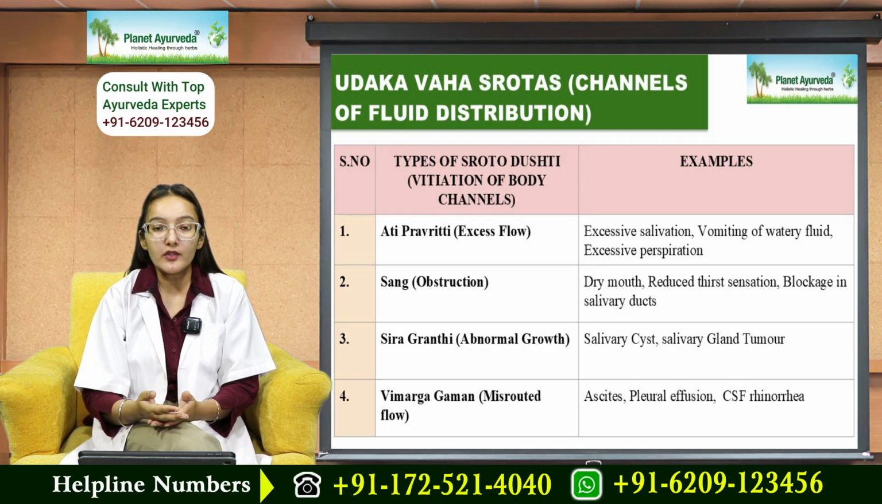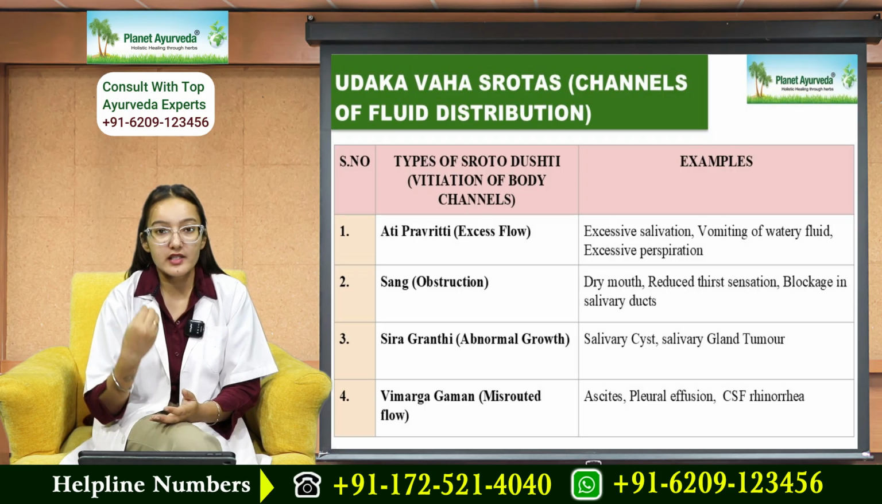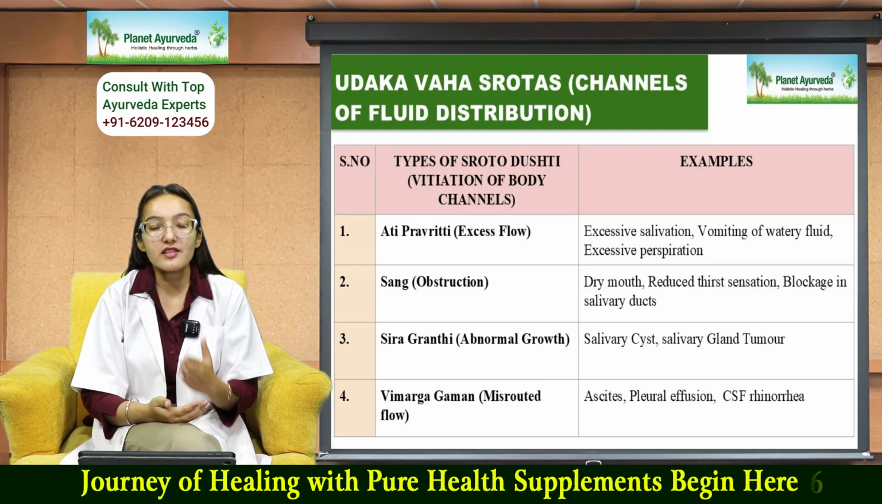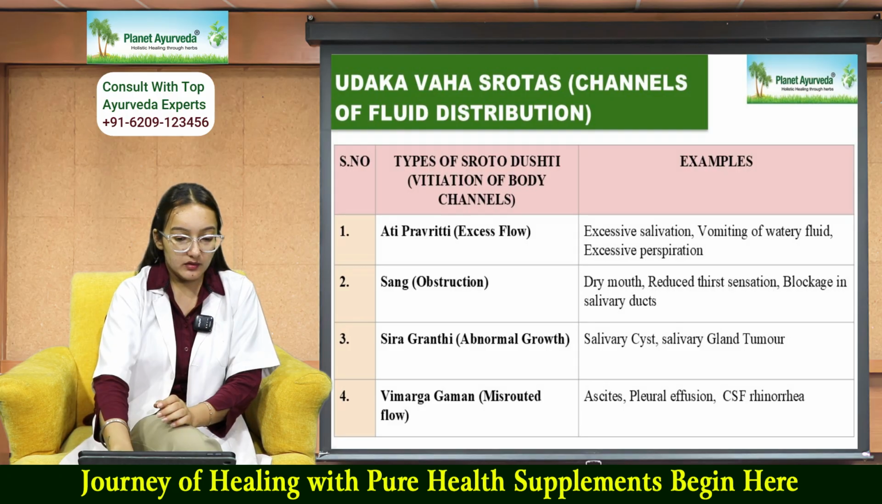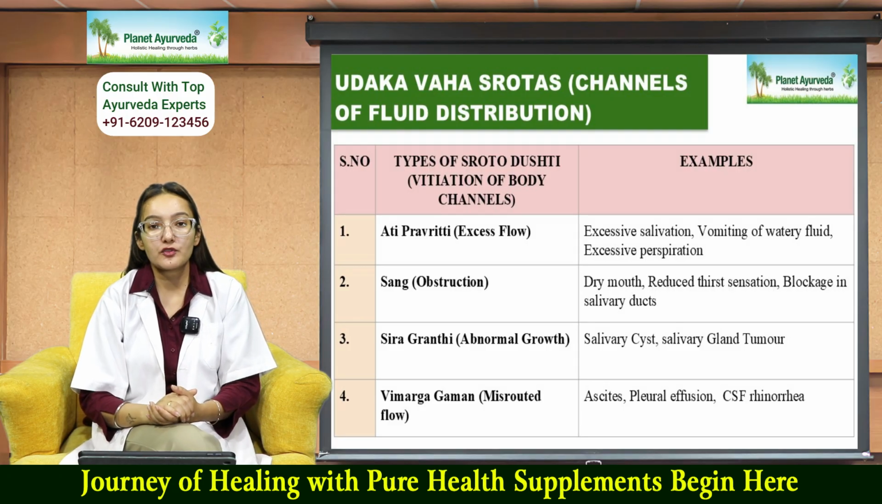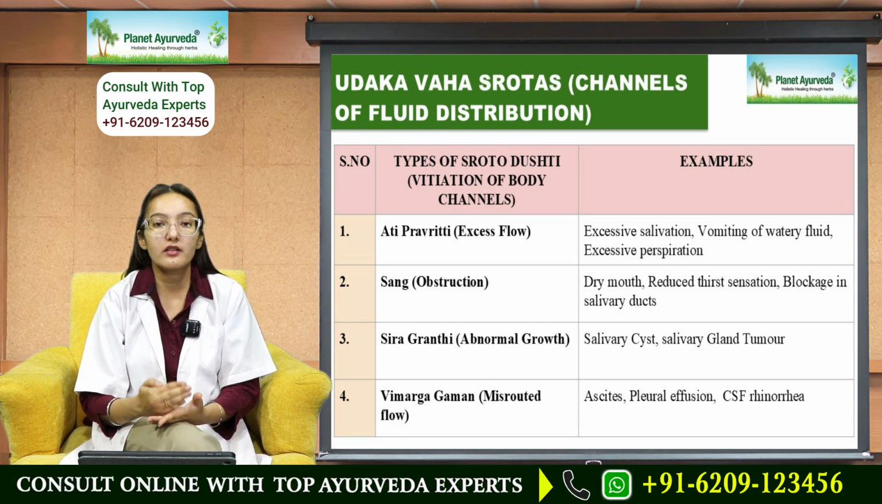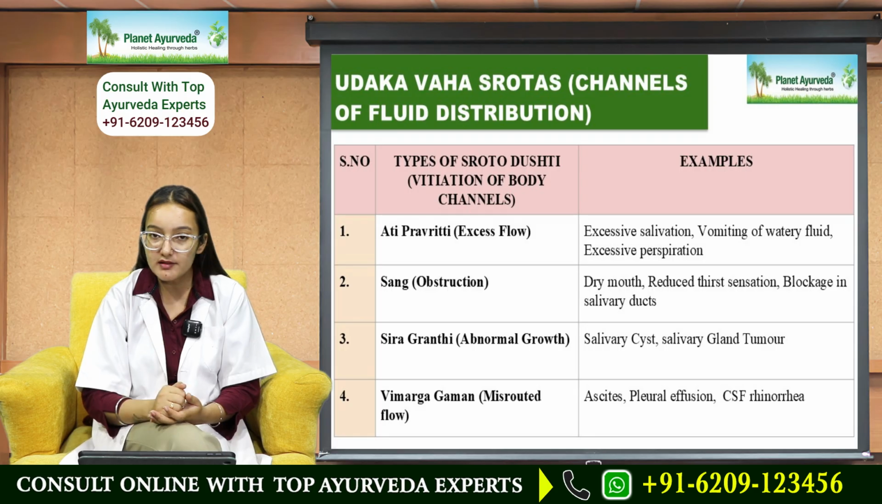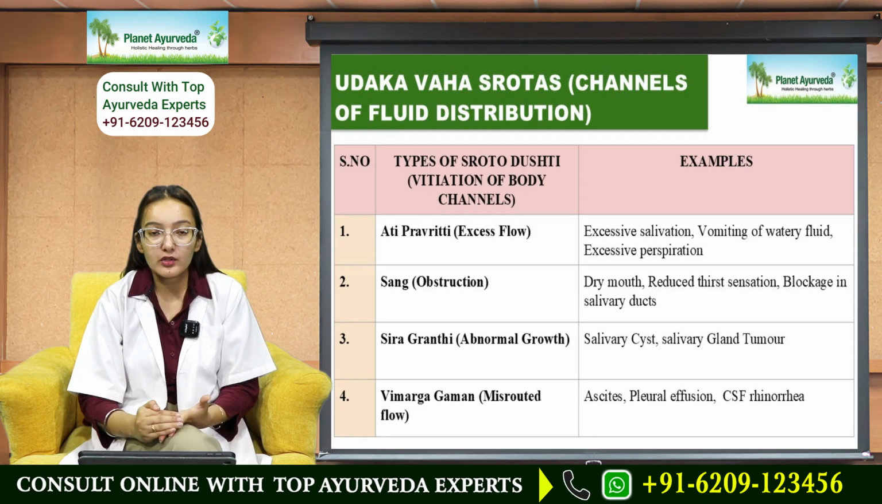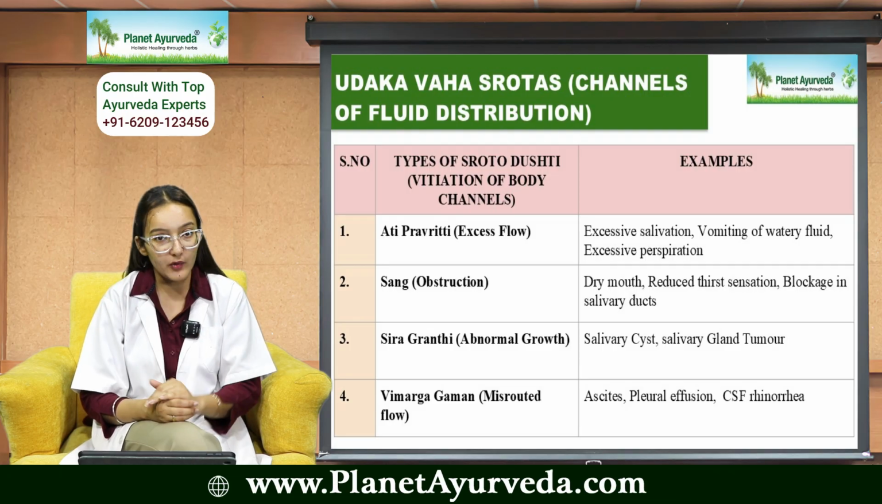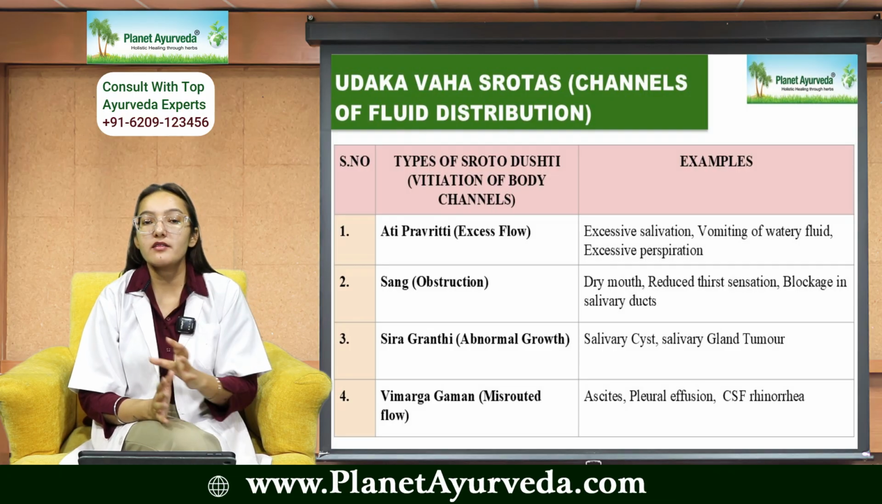So in Ati Pravriti, what is going to happen? Excessive salivation, vomiting of watery fluid, excessive perspiration or sweating. Then comes the example of obstruction, or Sanga. When there is obstruction of the fluid distribution channels, it will lead to dry mouth. Obviously there will be less water content in our body, and it will lead to dryness in the body.